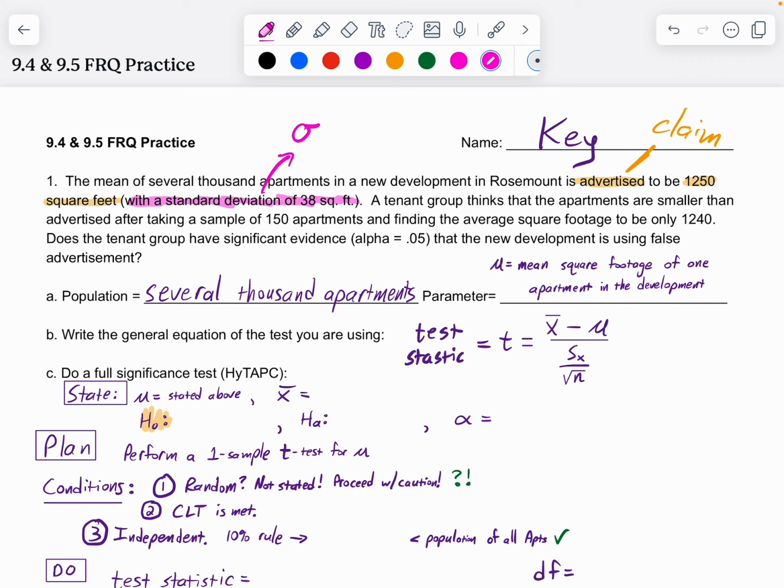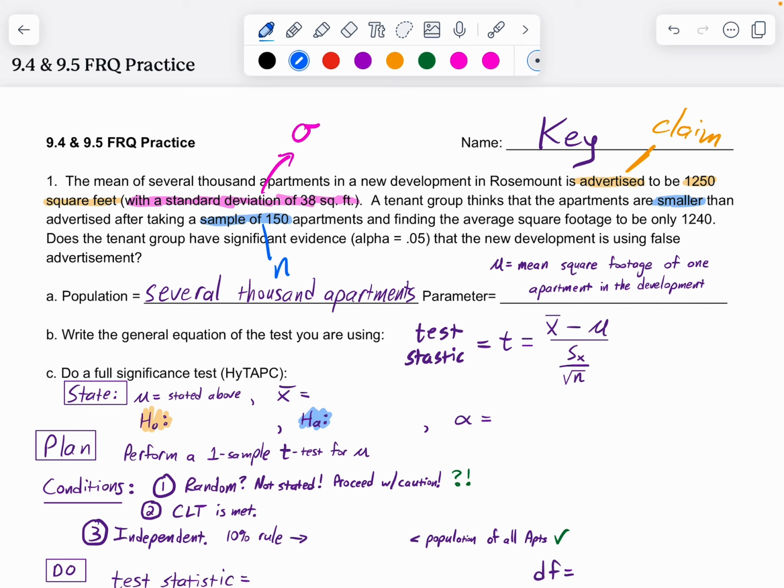Okay, a tenant group thinks that the apartments are smaller. Okay, so that's going to be important. They're smaller, so that's going to lead to the alternative hypothesis. They're smaller than advertised, and they took a sample of how many apartments? 150 apartments. That's my N.